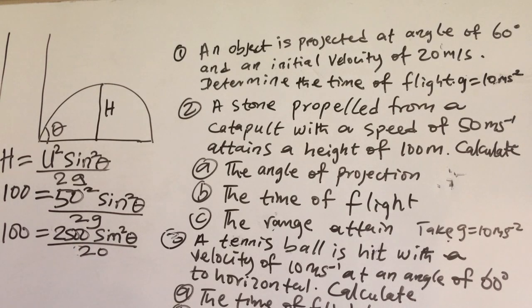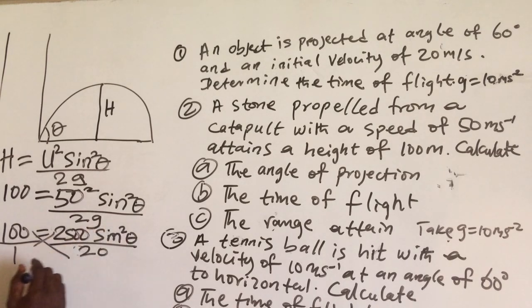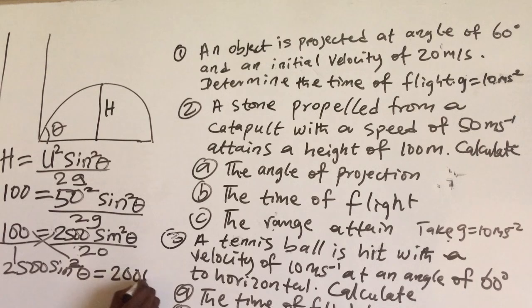20. Now, cross multiply, okay? Now we have 1 times 2,500 sine squared theta, which will be 2,500 sine squared theta. Sine squared theta equals 100 times 20, which is 2,000. 100 times 20 is 2,000.